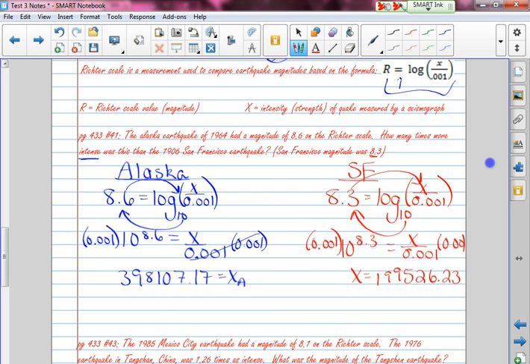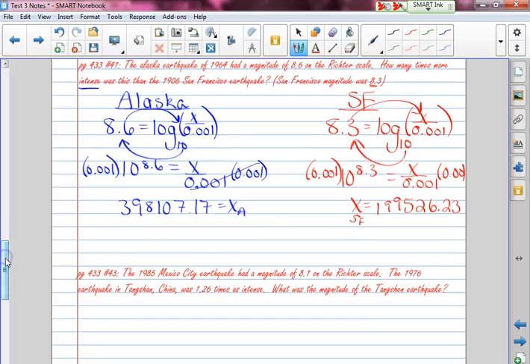And when you put this in your calculator, you get 199,526.23. All right, you have not answered the question. This is the intensity of San Francisco. The question says how many more times than 10 was this in the San Francisco earthquake? And to do this, you have to take Alaska intensity divided by San Francisco's intensity. So 398,107.17 divided by 199,526.23. And when you type that in your calculator, you get 1.995 times more intense.